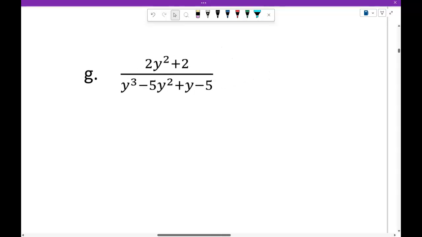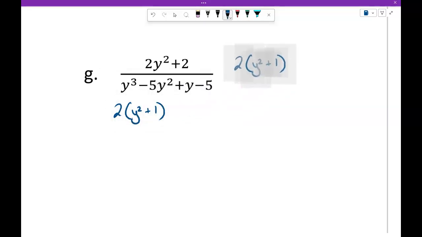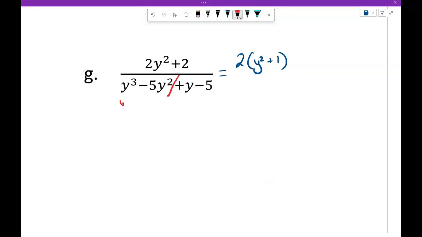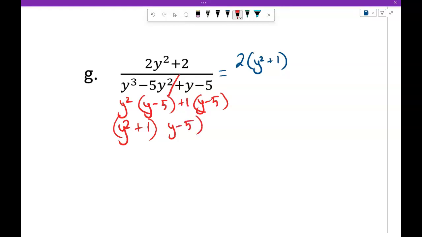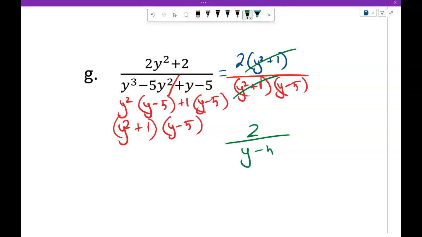Lastly, we start with a GCF, and then our denominator can be factored by grouping. So we factor out a y squared, leaving us with y minus 5. We factor out a 1, leaving us with y minus 5. So we have y squared plus 1 and y minus 5. We have the matching factors of y squared plus 1, leaving us with 2 over y minus 5.